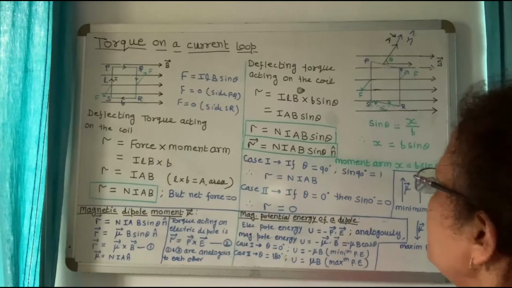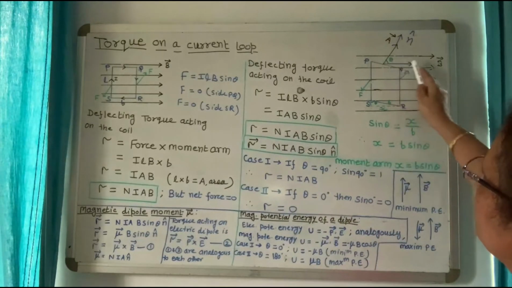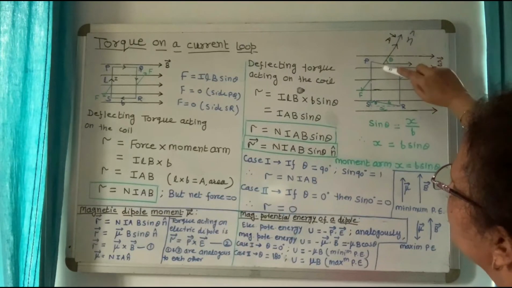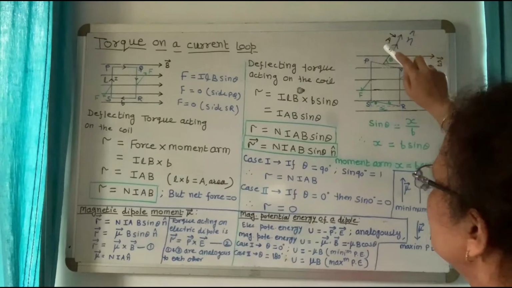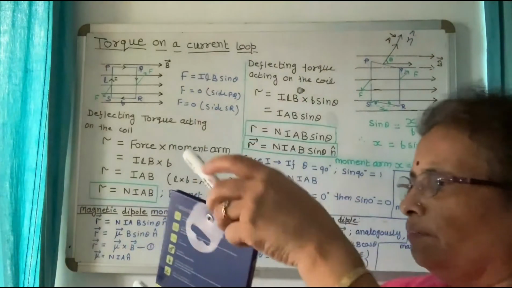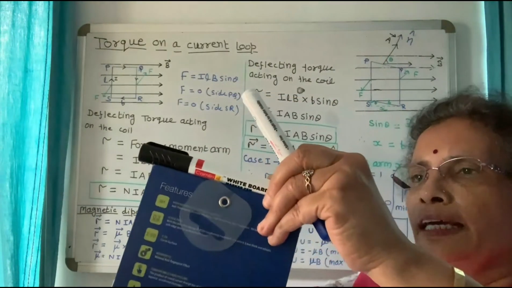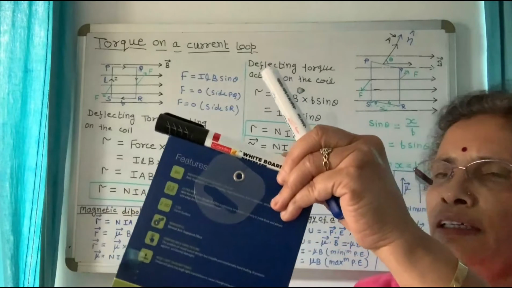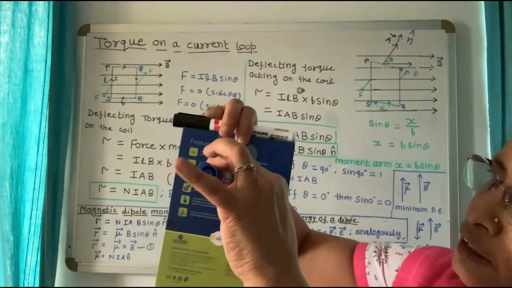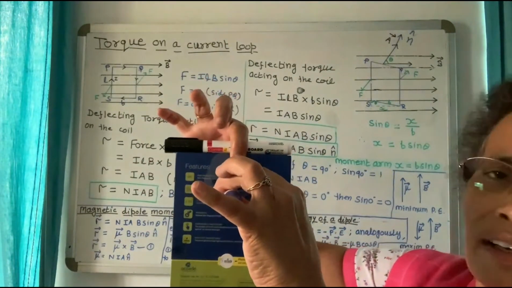Theta is 90 degrees means what? Which angle is theta? This angle is theta, the angle between B and the normal of the coil. The normal of the coil, which is the area vector, is at 90 degrees to the magnetic field. If this is the magnetic field and this is the coil, then this is the area vector of the coil. So the angle made by the magnetic field and the area vector is 90 degrees.